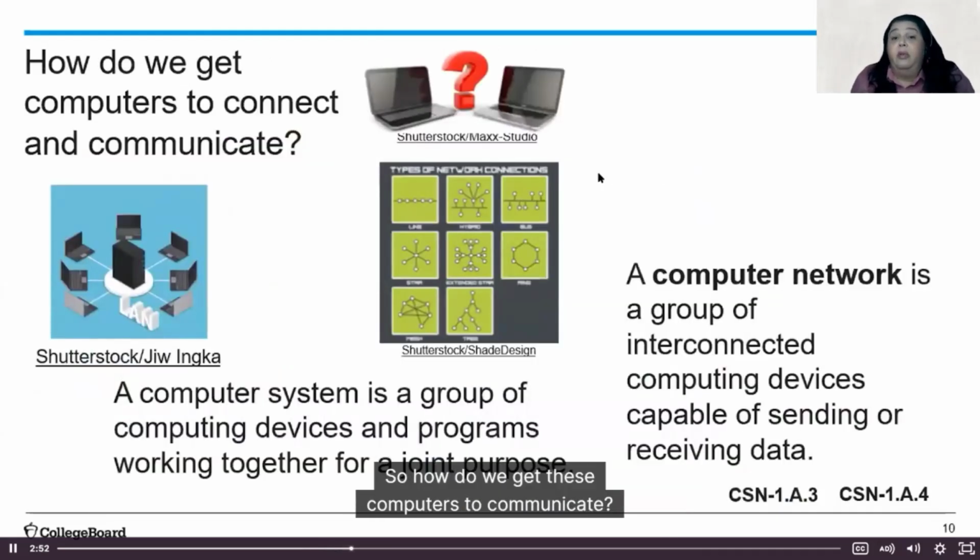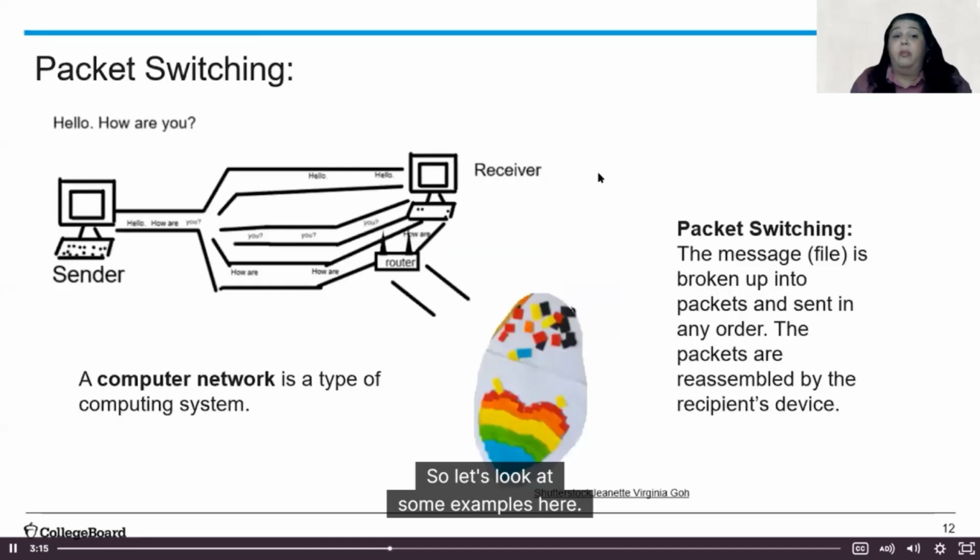So how do we get these computers to communicate? We could put the data in packets, but how do we get the packets to the computer? So we started forming computer systems, a group of computers working together for a common purpose. We got these computer systems, but we needed to create a network. And the difference is that now we have computers able to send and receive data. So let's look at some examples here.